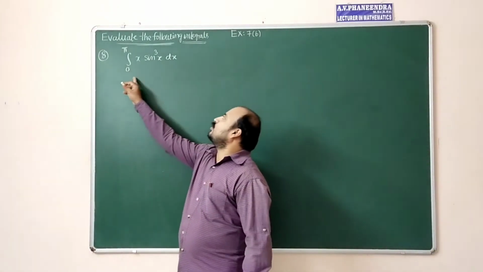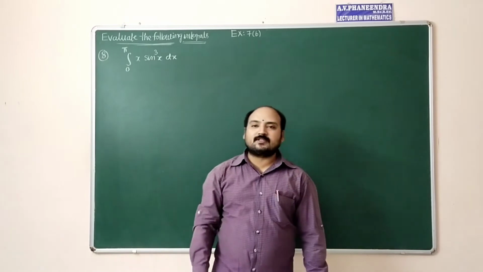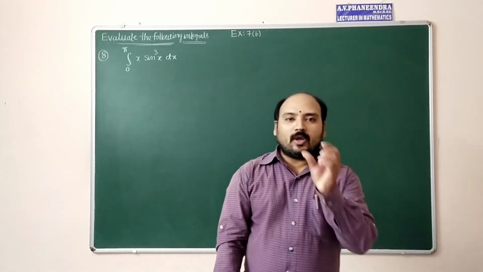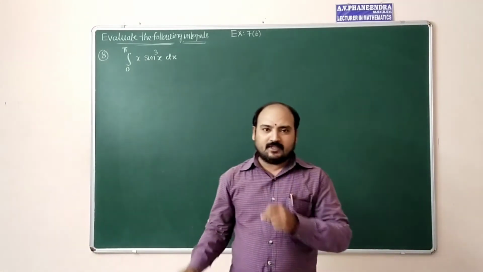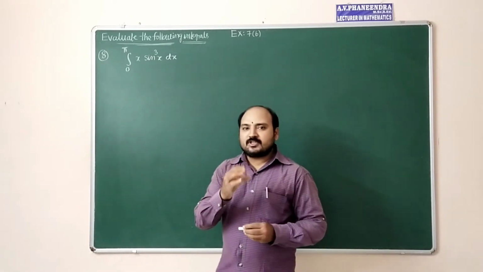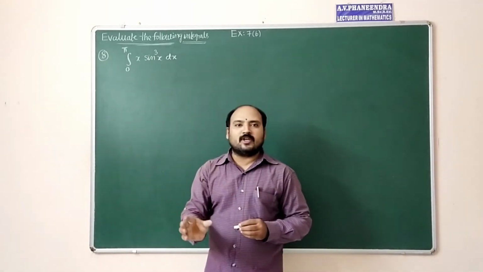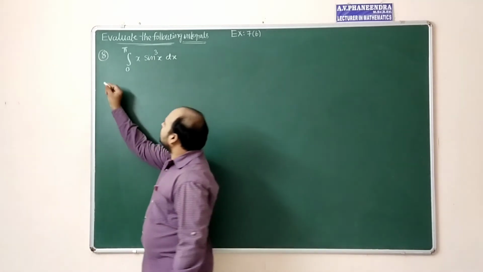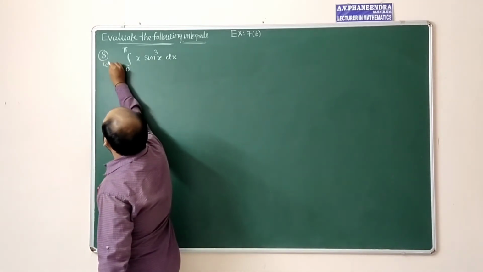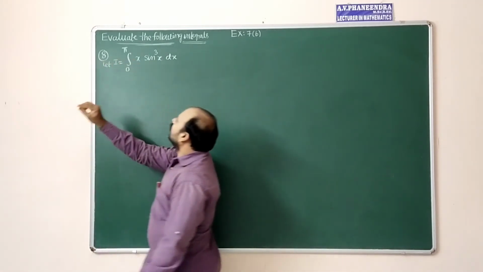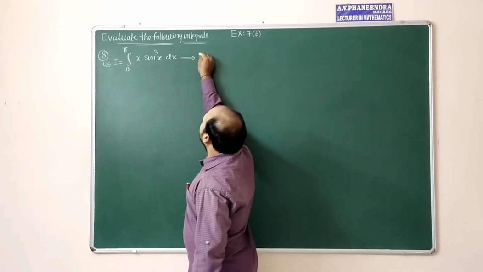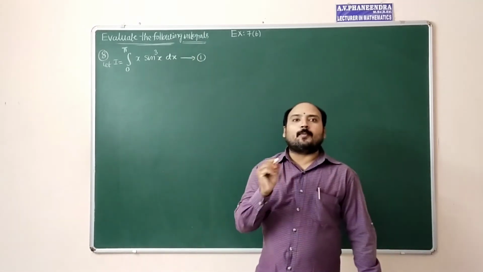Evaluate integral 0 to pi x sin cube x into dx. To evaluate these type of problems, first of all the given integral you have to assume as I. So let us consider this integral as I, and put that as equation number 1. After that you can apply the property.